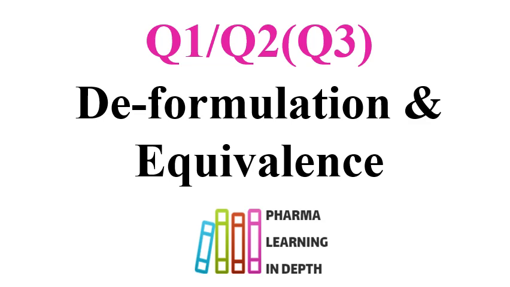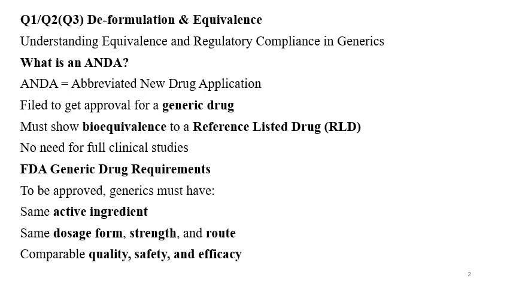You might have heard about Q1, Q2, Q3 equivalence. I have made some videos on this topic. You can go through those videos to have a good understanding. Understanding the equivalence through deformulation for Q1, Q2, Q3 is required and is important for regulatory compliance in generics.